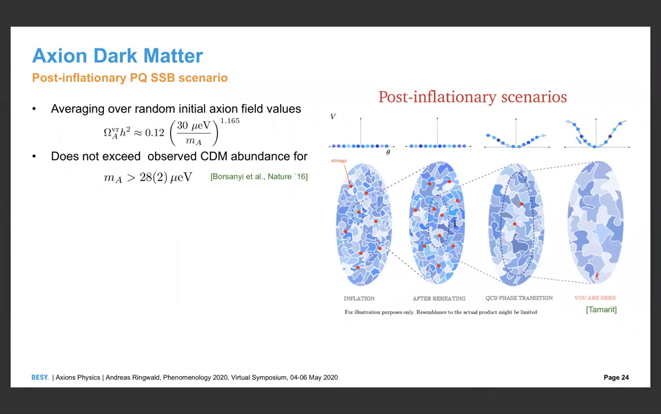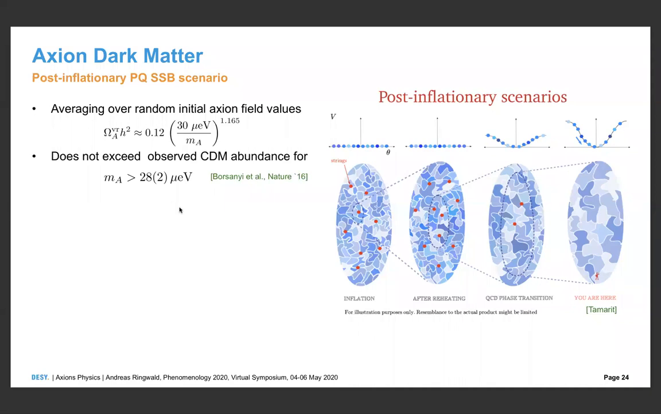On the other hand, if you have a post-inflationary Peccei-Quinn symmetry breaking scenario, then you have to average over the random initial axion field values, and so there is no dependence anymore on these initial parameters. But then, of course, there will be a lower bound on the axion mass, or an upper bound on f_A, because otherwise you have an overabundance of axion dark matter. This lower bound is around 25 to 26 microelectron volt.